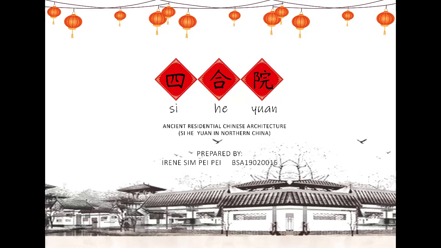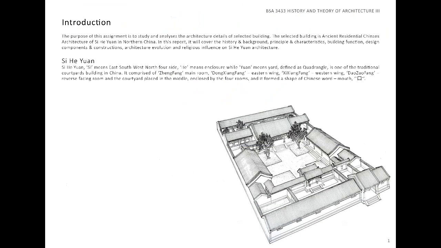This video is to represent ancient residential Chinese architecture, 四合院 in northern China. 四合院: Si means east, south, west, north, four sides. He means enclosure, while Yuan means a yard, defined as a quadrangle, one of the traditional courtyard buildings in China.